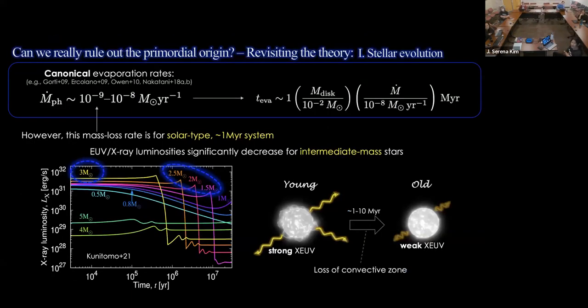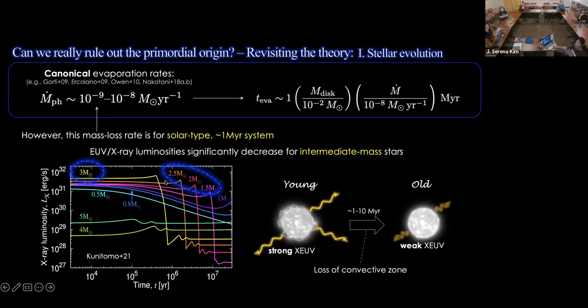And here, I'm going to explain why I think the primordial origin scenario cannot be ruled out. This is the canonical photoevaporation rate and the corresponding dispersal timescale. And this timescale is used to rule out the primordial origin scenario. But this canonical photoevaporation rate is estimated for solar type stars and relatively young systems. But intermediate mass stars can reduce the EUV and X-ray luminosities according to stellar evolution, like this.